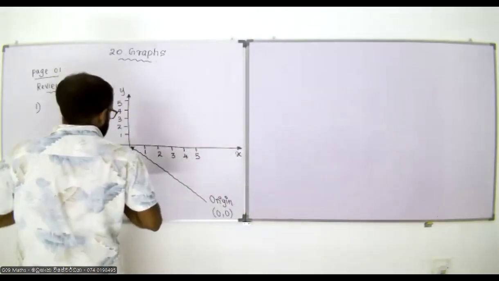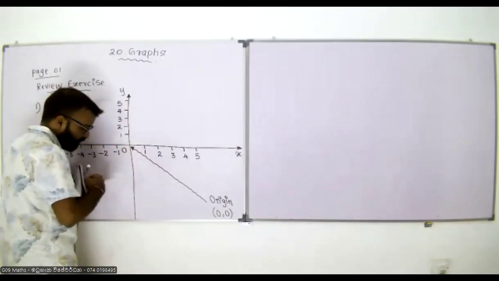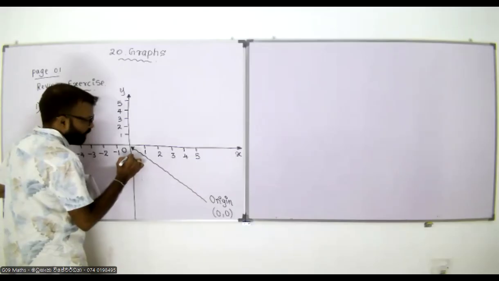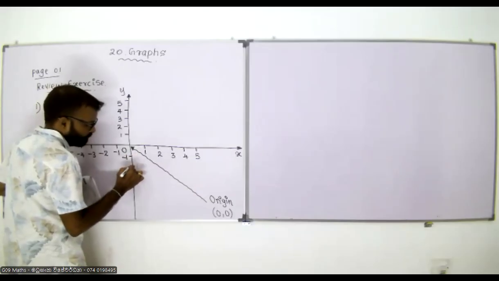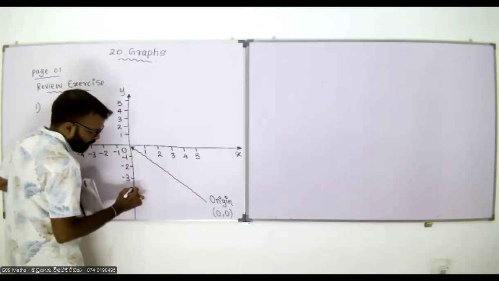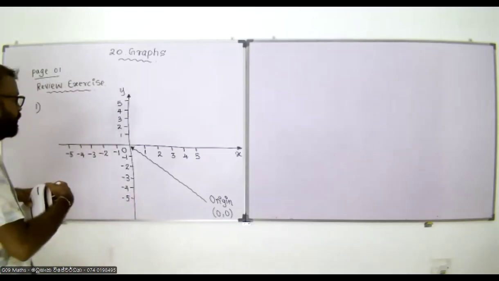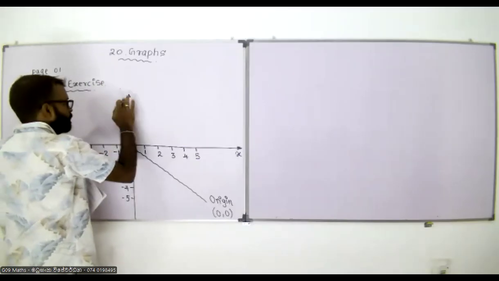Okay, then the y-axis negative part. So this is -1, -2, -3, -4, -5. Right? I have to extend it.